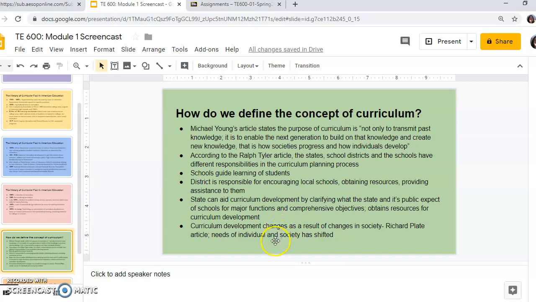Curriculum development changes as a result of changes in society. So that's according to Richard Plate's article, because the needs of society and individuals have shifted. So based on whatever society needs and individual needs, the curriculum needs to be changed to reflect those needs.